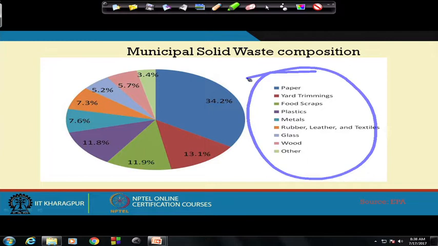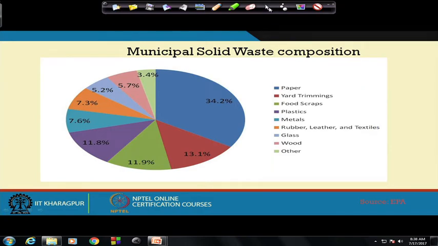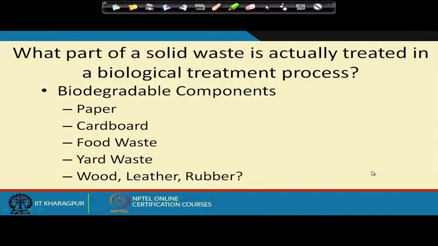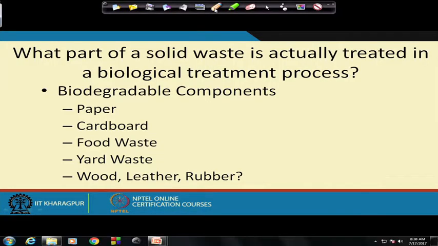Among all these, not everything will degrade in a biological system. For example, glass, plastics, and metals typically will not degrade. There is some research going on in terms of biodegradability of plastics these days, but for the most part this does not really degrade that much in an anaerobic system. So what will degrade? The stuff that will degrade is called biodegradable components.